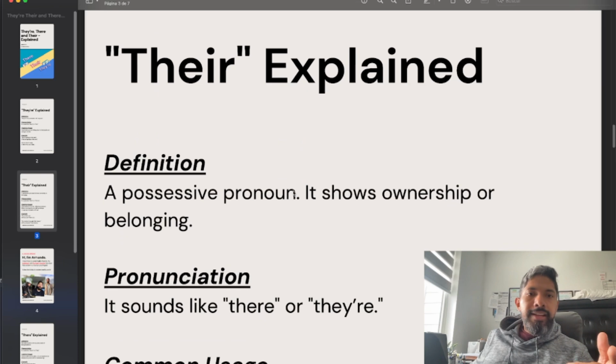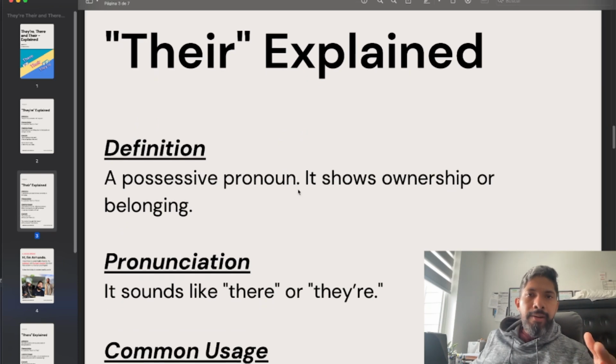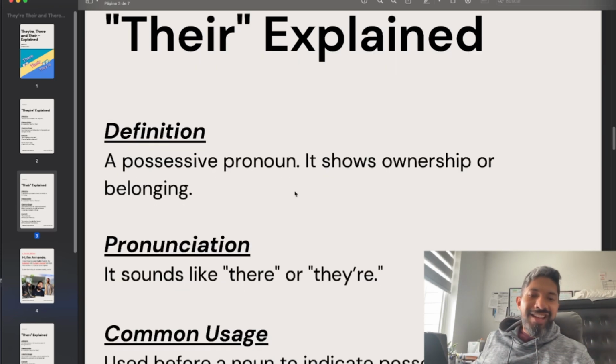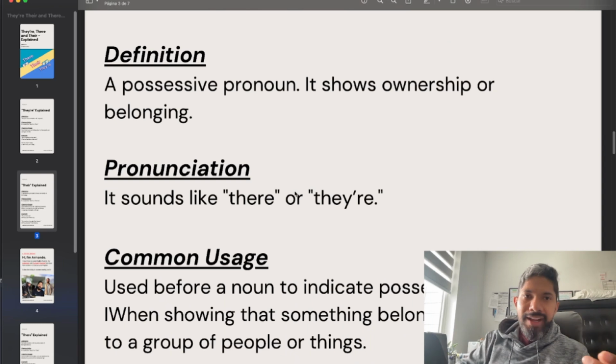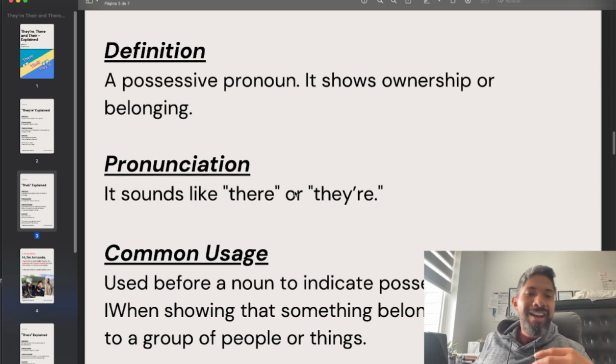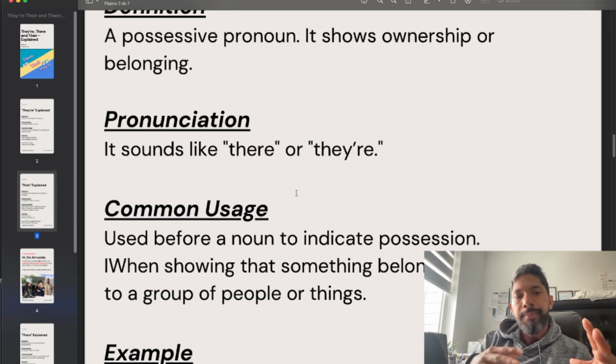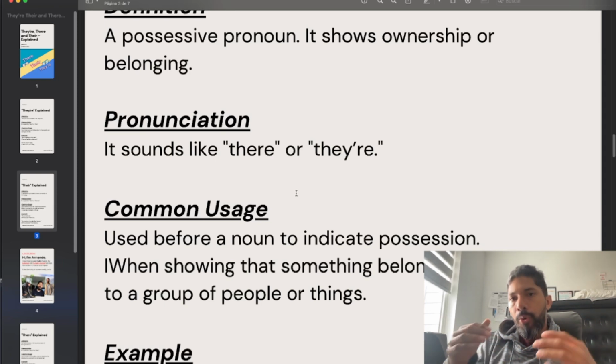Their. This is a possessive pronoun. Basically, what it says about this pronoun is that it implies ownership or belonging to something. So it sounds again like there and they're. So again, pay attention to the way that it's being used. Right now, what I can tell you is that depending on the context of the sentence, you'll realize that it's either there, or their. It's used before any noun to indicate possession. It's showing that something belongs to a group of people or things.